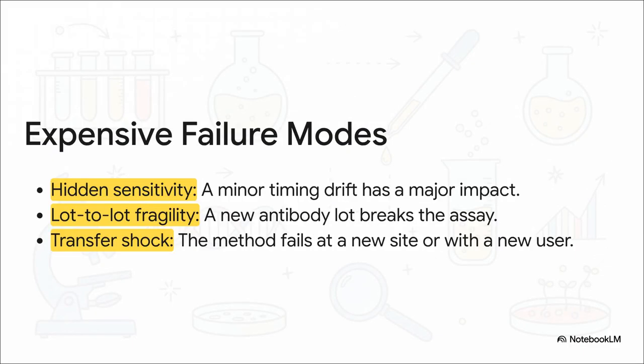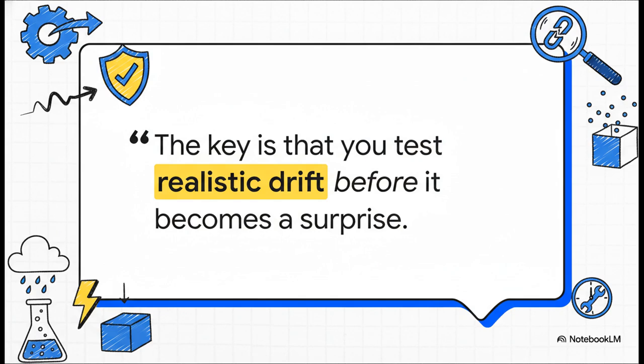This is where something you thought was totally minor, like a 5-minute delay, turns out to be absolutely critical. Then there's lot-to-lot fragility. And come on, we've all been there. A new batch of antibodies shows up and boom, your assay window just collapses. And finally, the dreaded transfer shock. The method works like a dream for you, but the second it goes to a new site or a new operator, it completely fails.